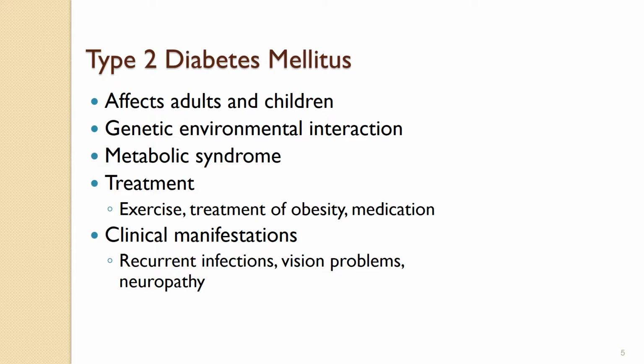Having excess weight facilitates having diabetes type 2, but again, there is a strong genetic component. So with the addition of environmental factors such as obesity, the patient's likelihood of developing diabetes type 2 increases. Metabolic syndrome is a triad of hypertension, hyperglycemia, and hyperlipidemia.